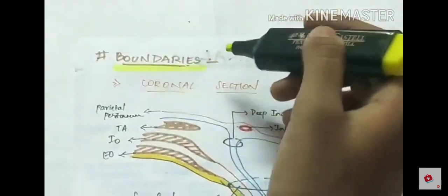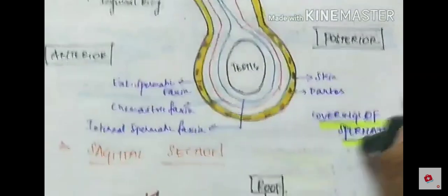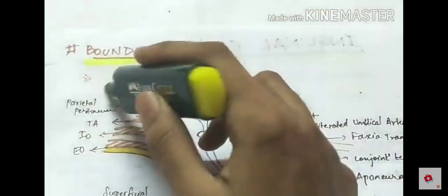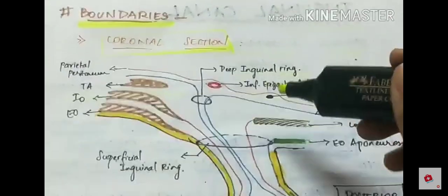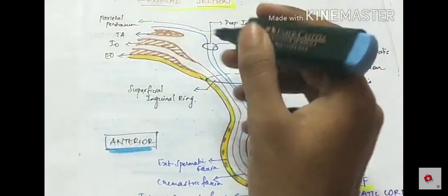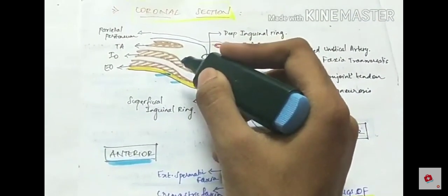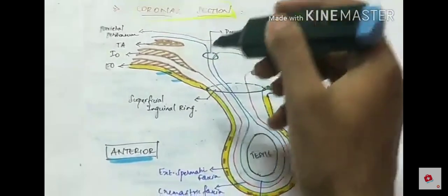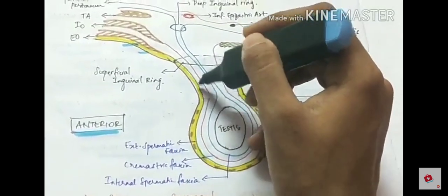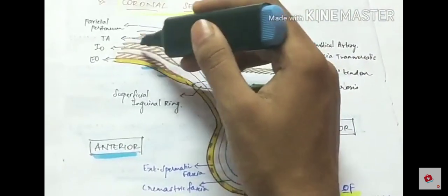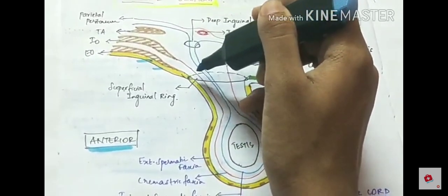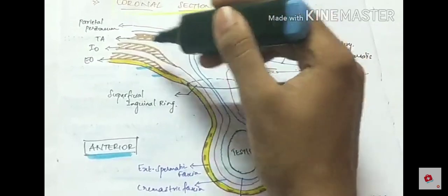Let's now see the boundaries of the inguinal canal and also the coverings of the spermatic cord. First, boundaries. Let's take a coronal section. This is how it looks. The anterior wall is formed by skin, superficial fascia, external oblique aponeurosis, and internal oblique muscle fibers in its lateral one-third. So these form the anterior wall.